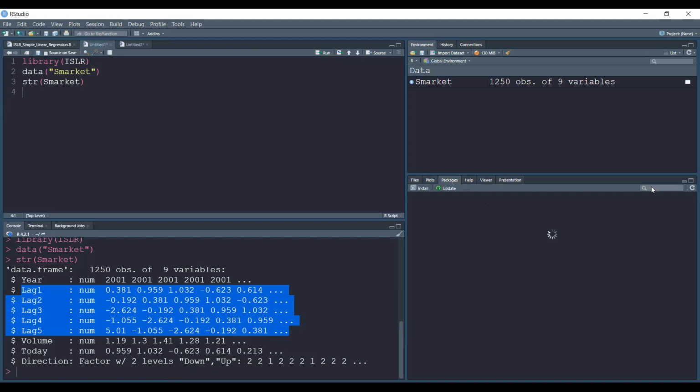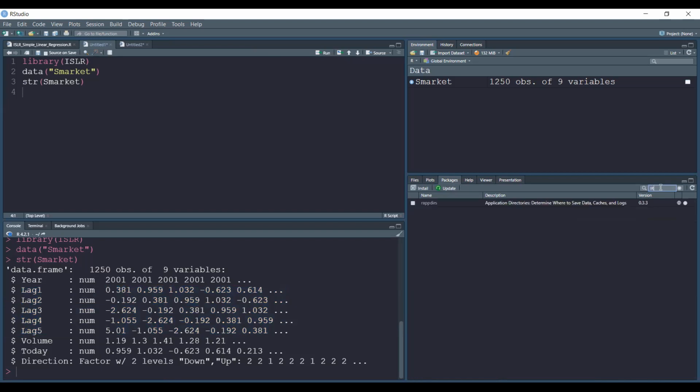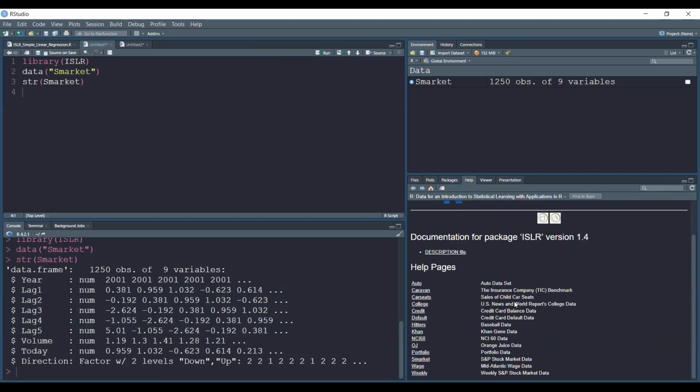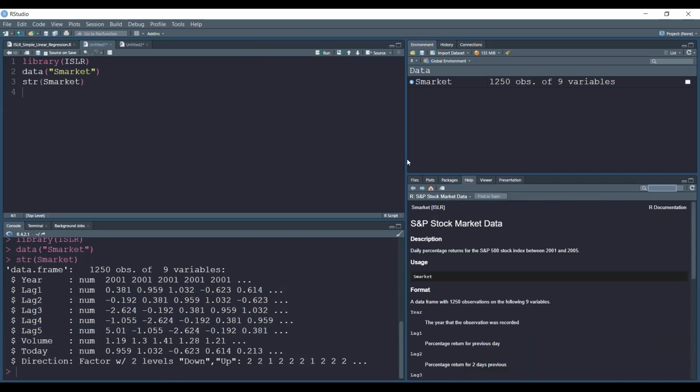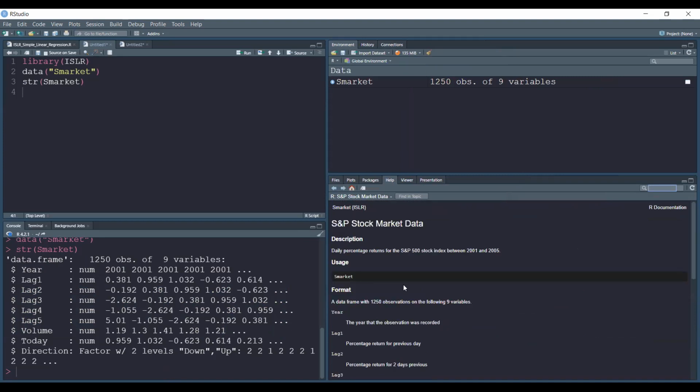So if you go into packages, you type ISLR, and we click Smarket. Apologies if the text isn't too large. Daily percentage returns for the S&P 500 stock index between 2001 and 2005. Okay, so we're not looking at specific stocks.